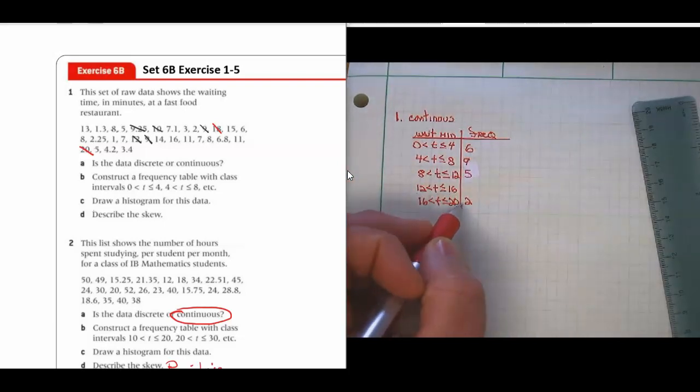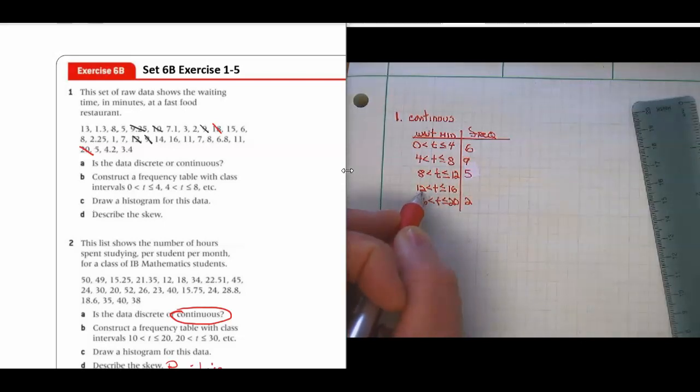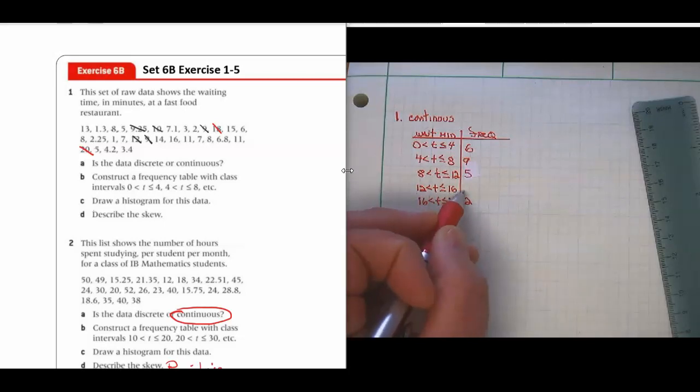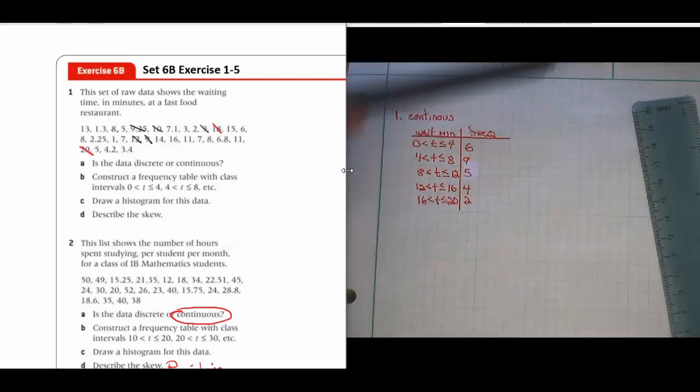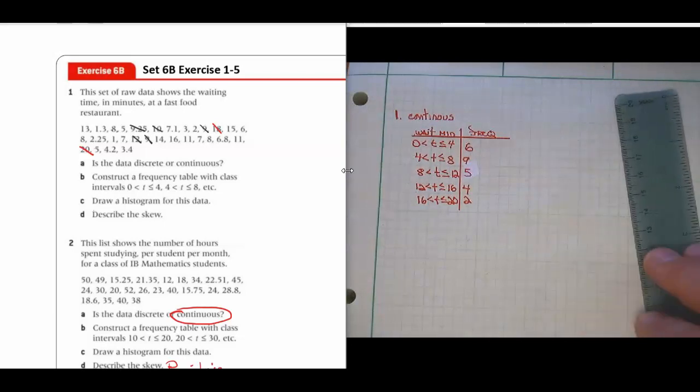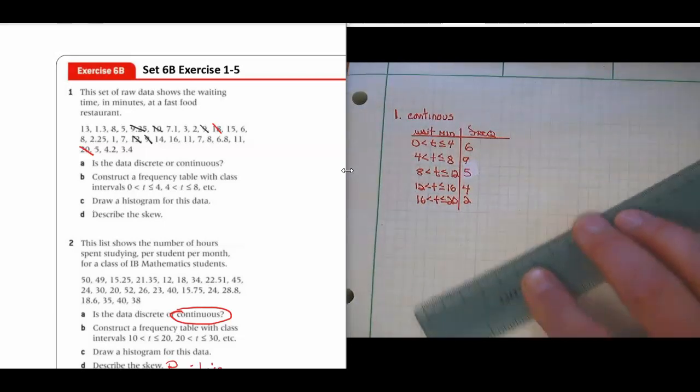And how about our 12 to 16s? Wait, am I supposed to count 12 or not? No. I got 4. Okay. All right. So now, there's our frequency table.